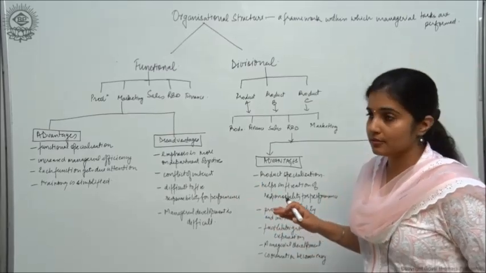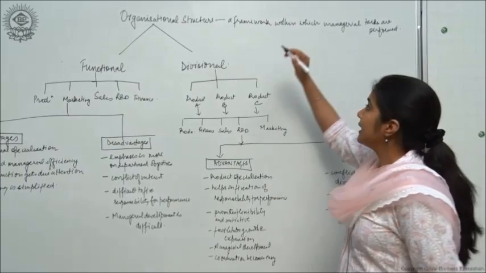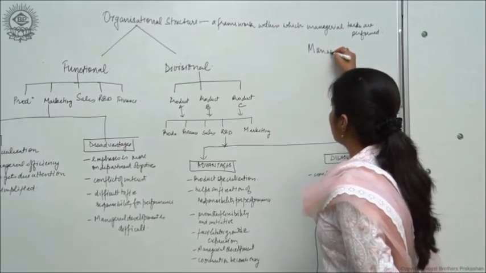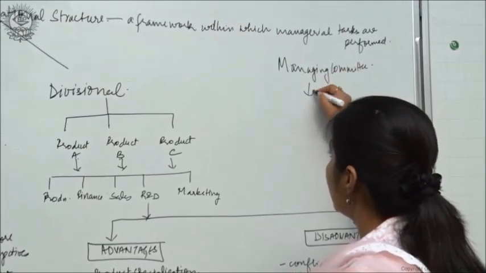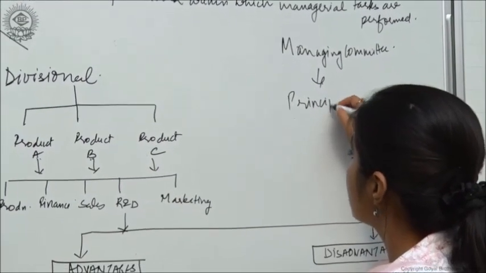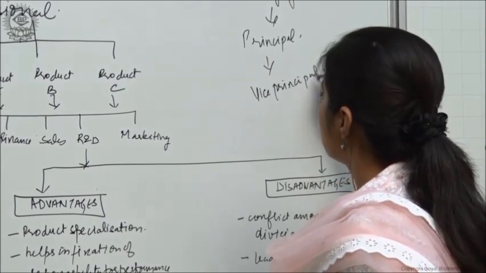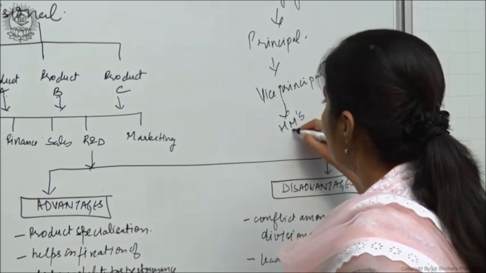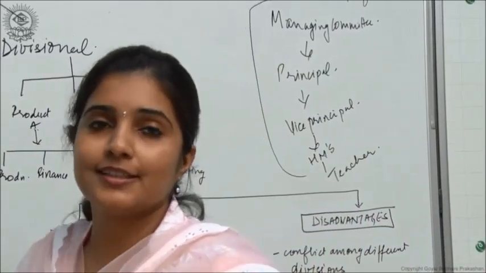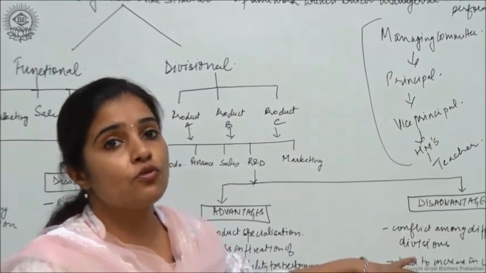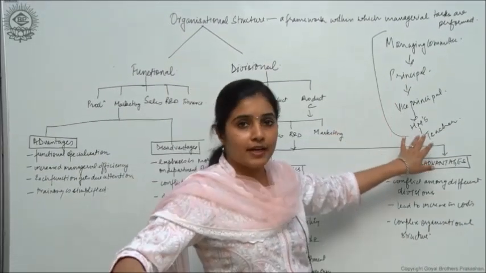Now when we talk of an organization structure, if I talk about your school, in a school we first have a managing committee, then we have a principal, then a vice principal, different HMs, and then teachers. This is an organization structure which is followed in your school. Who is going to report to whom is very clear here, and who is going to give orders to whom is also very clear.